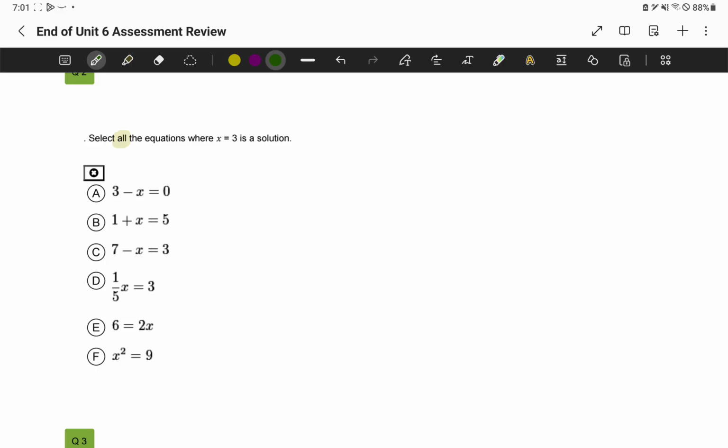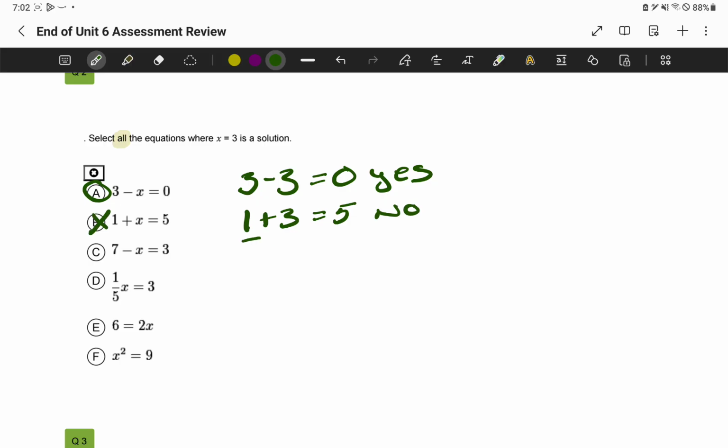Okay? So what you are doing is figuring out what it is when you put 3 in. So does 3 minus 3 equal 0? Yes. So A. Does 1 plus 3 equal 5? No. Is 7 minus 3 equal to 3? No.